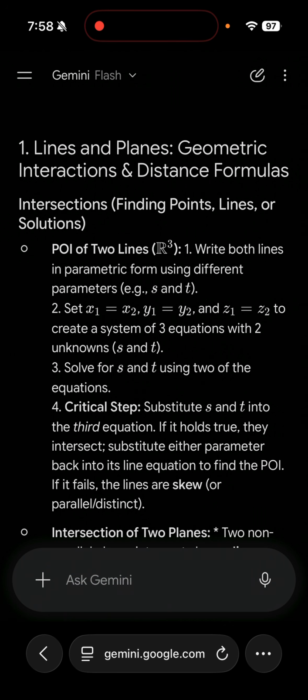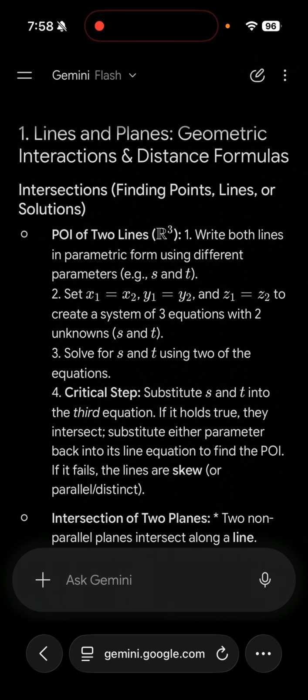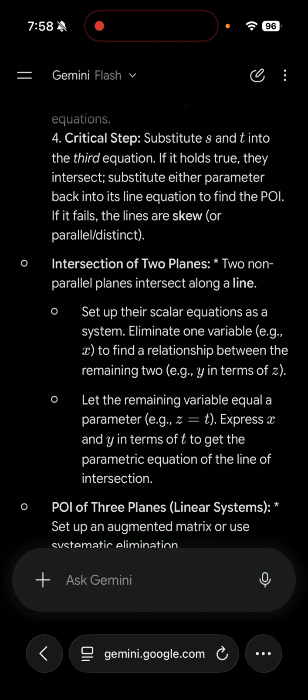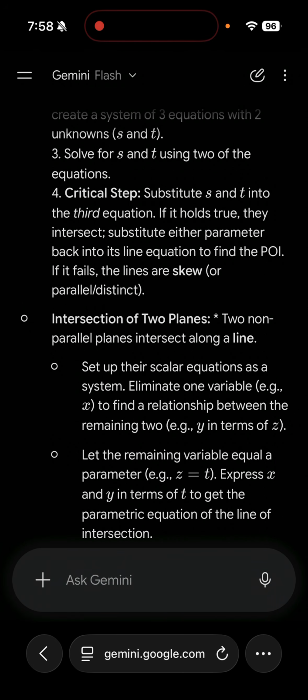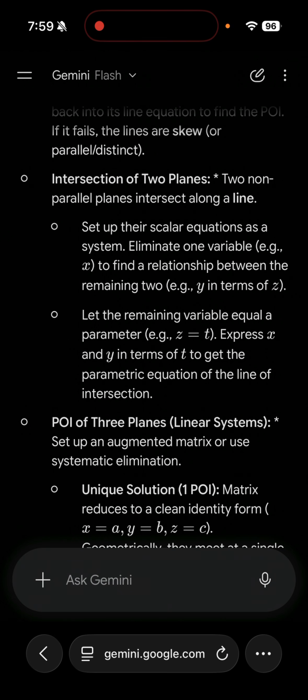Write both lines in parametric form using different parameters, for example s and t. Set x1 equals x2, y1 equals y2, and z1 equals z2 to create a system of 3 equations with 2 unknowns, s and t. Solve for s and t using 2 of the equations. Critical step: substitute s and t into the 3rd equation. If it holds true, they intersect. Substitute either parameter back into its line equation to find the POI. If it fails, the lines are skew or parallel/distinct.